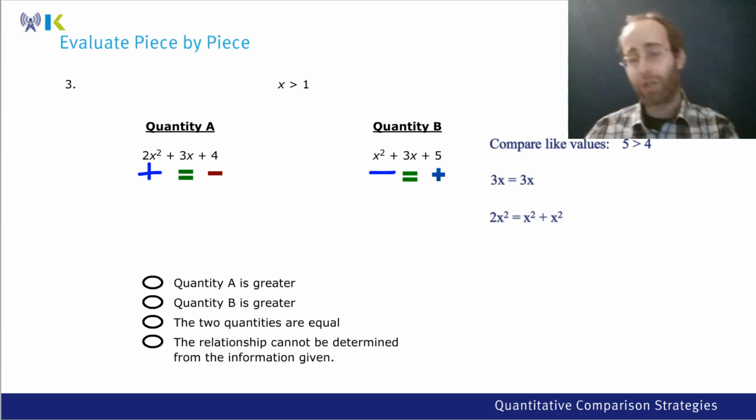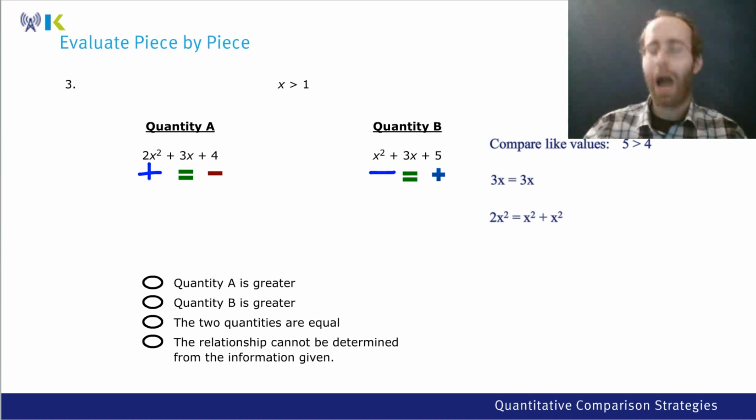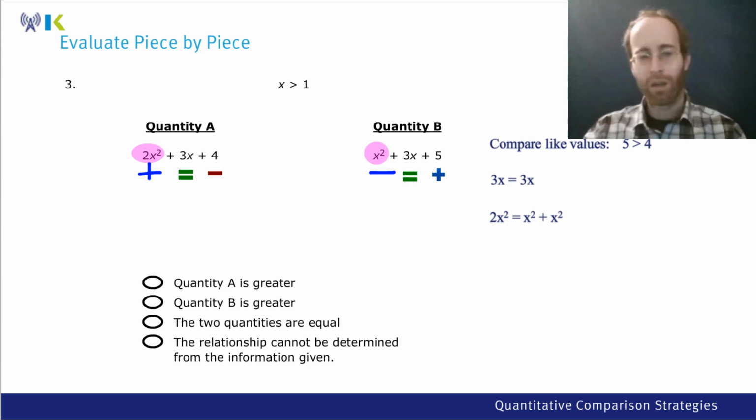Well, one thing you can do is think how much bigger is each plus than each minus. So we know that 5 is bigger than 4 by 1. How about 2x squared versus x squared? Folks, how much bigger is 2x squared than x squared? Well, it's twice as big, right? You have x squared versus 2x squared. 2x squared is twice as big as regular old x squared without the 2.